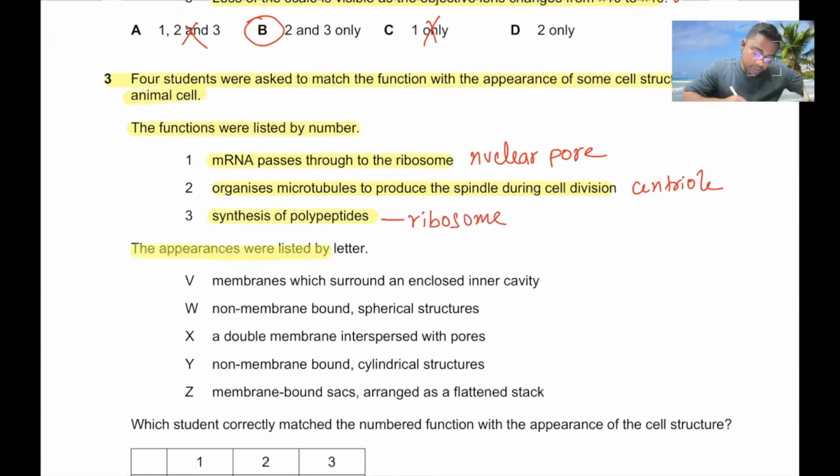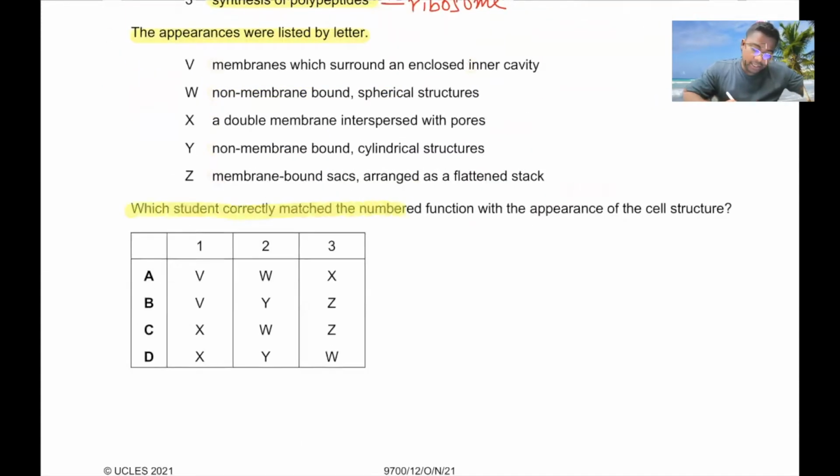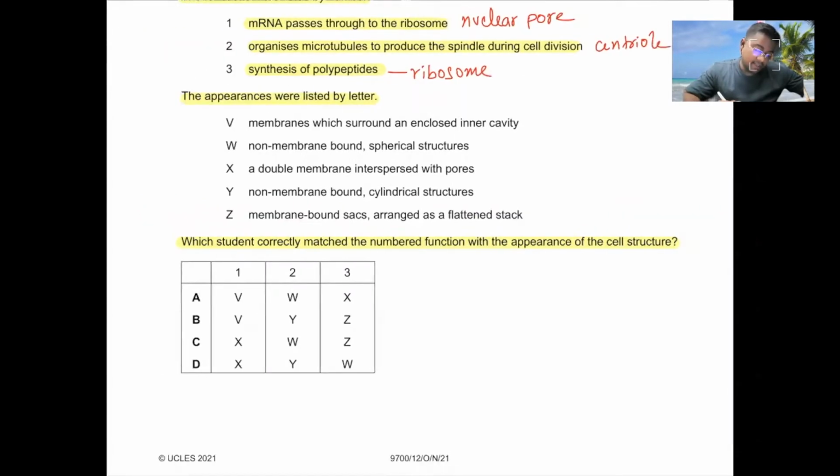The appearances were listed by letter. Which structure correctly matches the numbered function with the appearance of the cell structure? So for point number 1, we have V and X. mRNA passes through the ribosome nuclear pore. So let's look at V, membrane which surrounds an enclosed inner cavity. And X, a double membrane interspersed with pores. So X will be the correct answer.